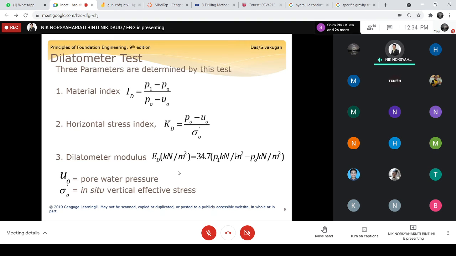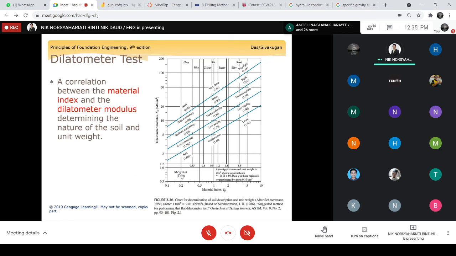All right, so these are the equations based on the dilatometer test. There are three parameters that you can find out using the test. The first one is the material index, which you can find using this equation. Then you have the horizontal stress index, and then the dilatometer modulus. You can use this equation also. Then some parts of it, of course, you need to find out, which are the pore water pressure and also the vertical effective stress.